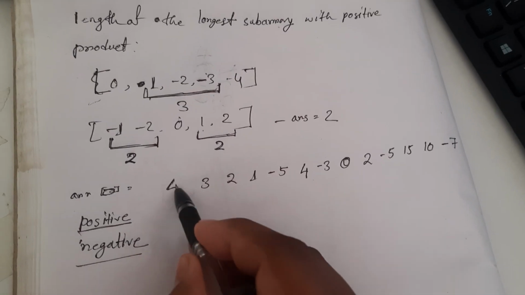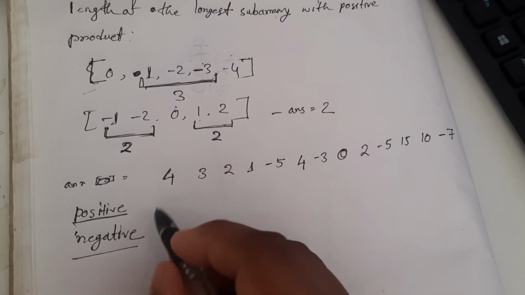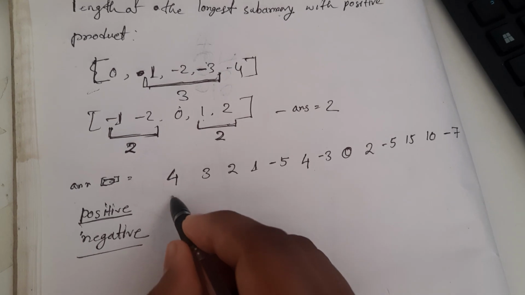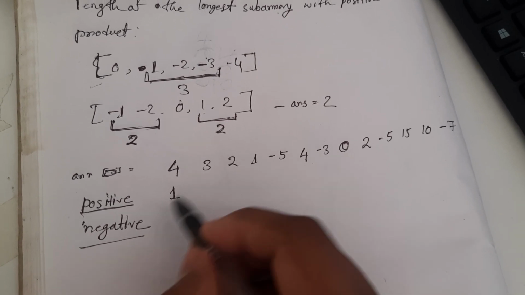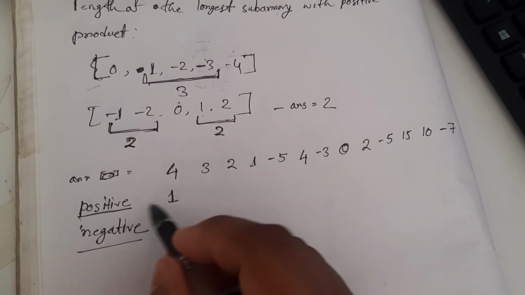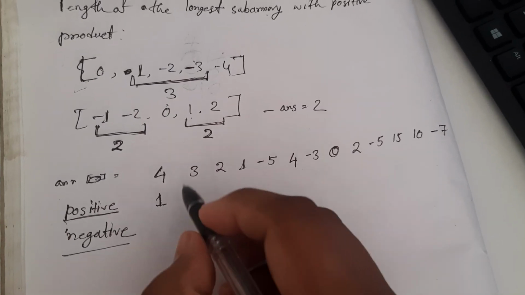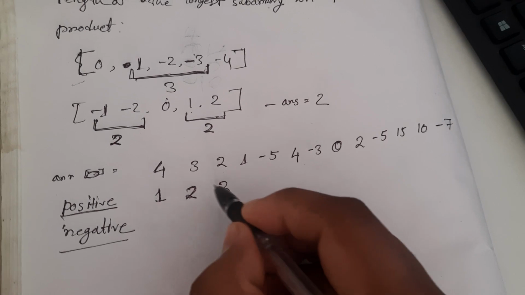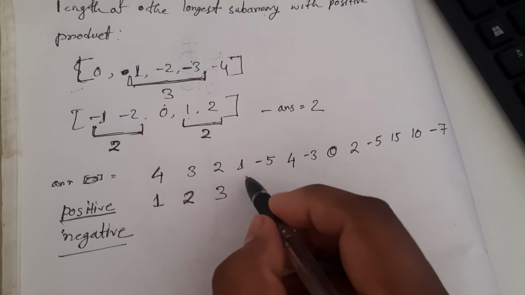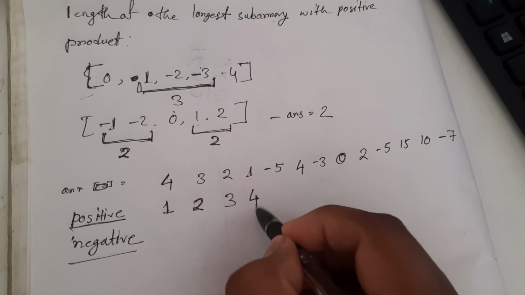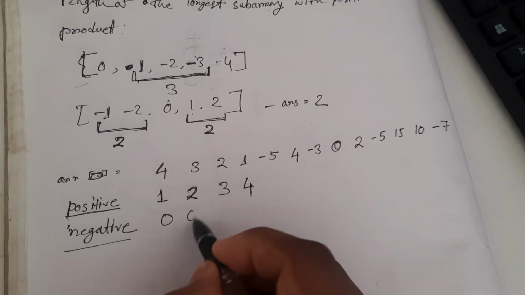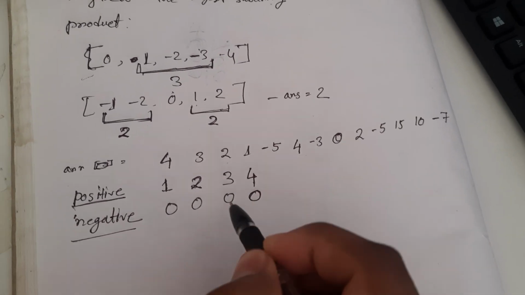At the start we are getting 4, so the positive product length is 1. Again we are getting a positive value, so we increase the positive length, so it will be 2. Then we are again getting a positive, it will be 3. Again we are getting a positive value, so the length will be increased. In that case the negative length is 0, 0, 0.